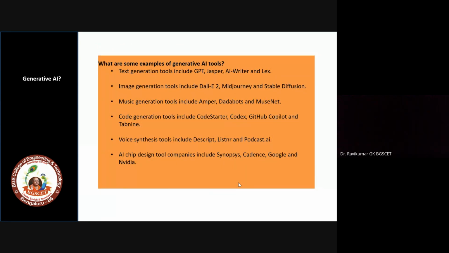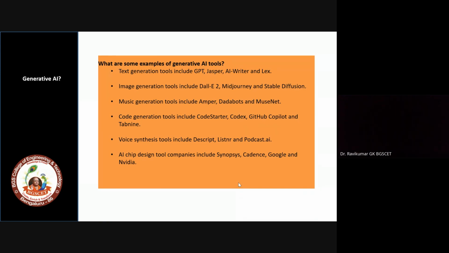Now, what are some examples of generative tools? Text generation tools include ChatGPT, Jasper, AI Writer, and Lex. Image generation tools are DALL-E 2, Midjourney, and Stable Diffusion. Music generation tools are Amper, Dadabots, and MuseNet. Code generation tools are CodeStarter, Codex, GitHub Copilot, and Tabnine. Voice synthesis tools include Descript, Listnr, and Broadcast AI. And AI chip design tool companies include Synopsys, Cadence, Google, and NVIDIA. These are all examples of generative AI tools.